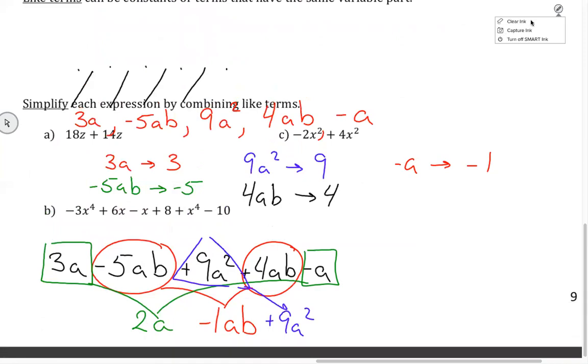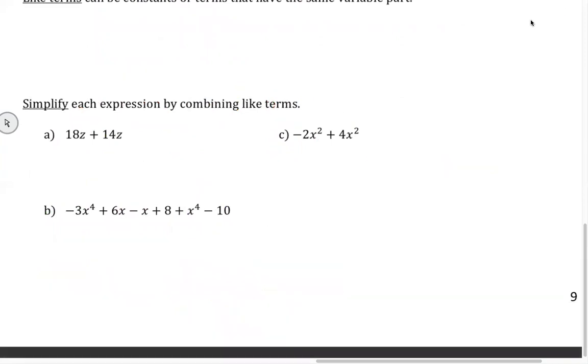So down here, there are 3 examples, A, B, and C. You got 1 minute to do it. Go. Combine the like terms.